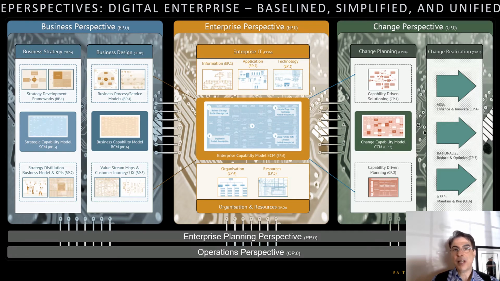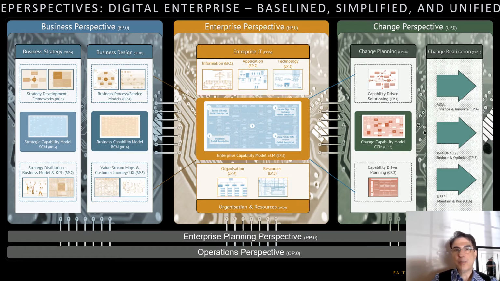So what does it look like? This is the one pager for it. We talked about key perspectives being business, enterprise, and change. And we have a support perspective of operations, which we split into operations and enterprise planning. We will not cover that right now so much, focusing on the business, enterprise and change perspectives.